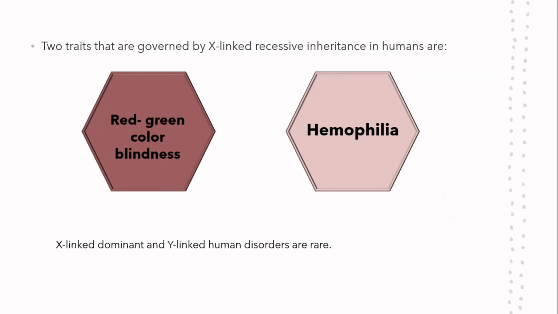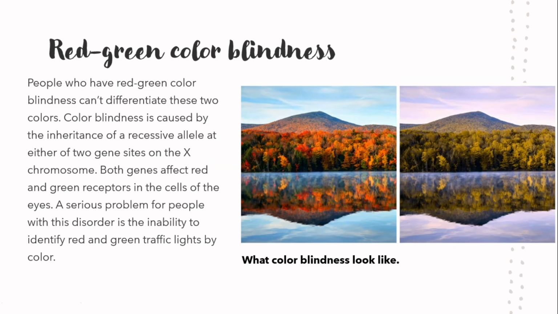Red-green color blindness. People who have red-green color blindness cannot differentiate these two colors. Color blindness is caused by the inheritance of a recessive allele at either of two gene sites on the X chromosome. Both genes affect red and green receptors in the cells of the eyes. A serious problem for people with this disorder is the inability to identify red and green traffic lights by color.